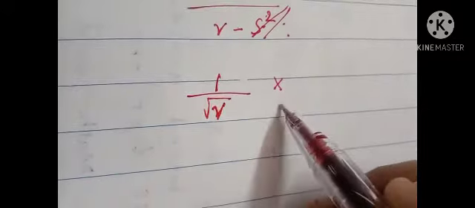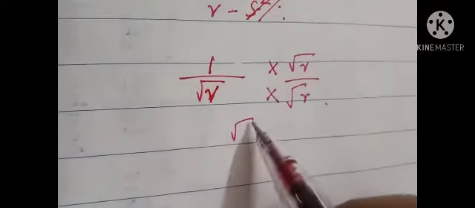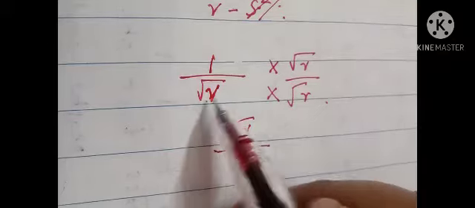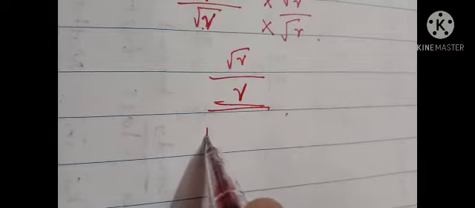Then if the given number has the denominator only root r, we have to multiply both the numerator and the denominator by root r itself. Now the numerator becomes 1 into root r, and the denominator becomes root r into root r, equal to root r squared, that means r itself.